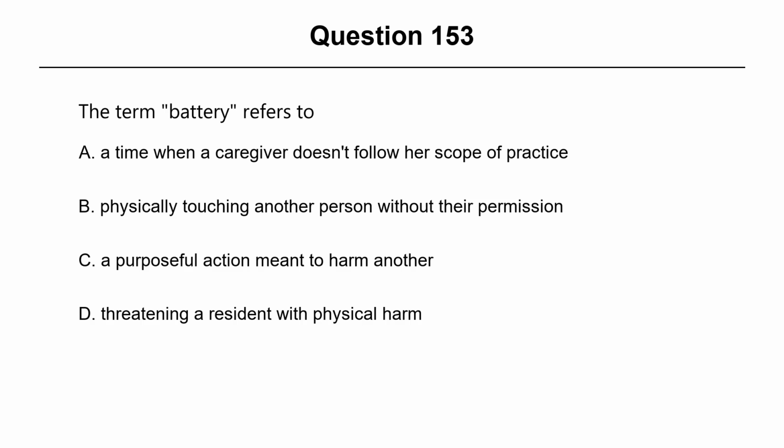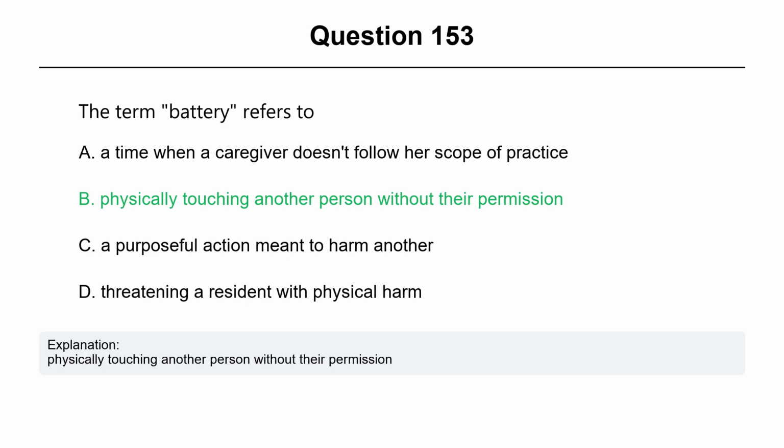Question 153. The term battery refers to: Option A, a time when a caregiver doesn't follow her scope of practice. Option B, physically touching another person without their permission. Option C, a purposeful action meant to harm another. Option D, threatening a resident with physical harm. The correct answer is option B, physically touching another person without their permission.